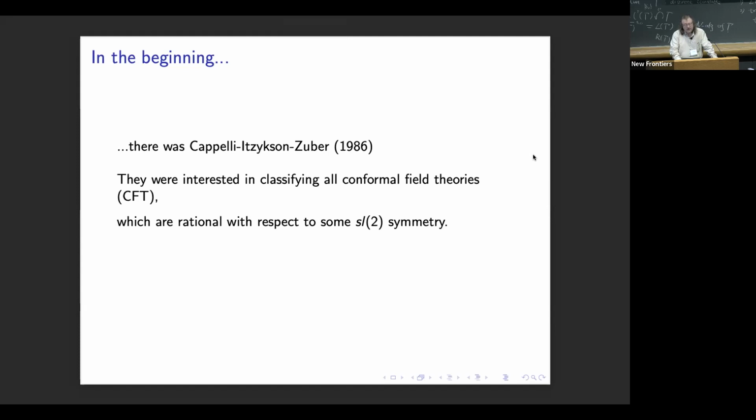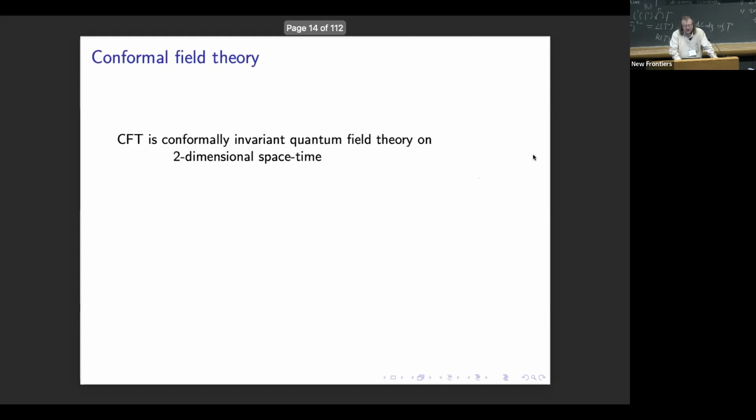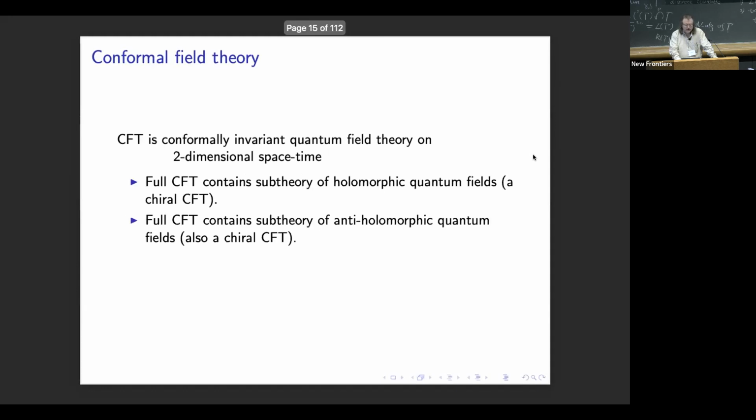Okay, in the beginning, there was Capelli-Itzykson-Zuber. So this was in 1986 or 1987 or something. And so what they were interested in doing was classifying all conformal field theories which are rational with respect to an SL2 symmetry. So who knows what that means? Actually, we're going to find out what that means. And so conformal field theory, just to very quickly remind you, is conformally invariant quantum field theory. We're always in two-dimensional space-time.